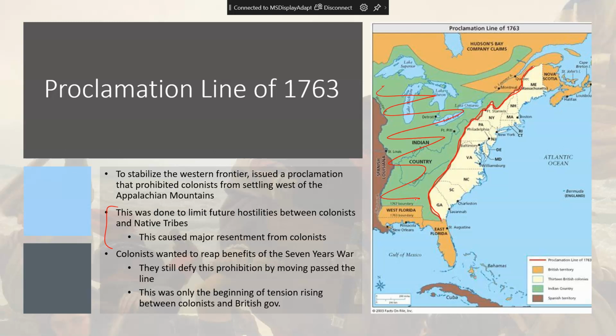And you're not letting them take it? You're not letting us create territory? Nope. Not letting us take territory? Are there any questions on this proclamation line?